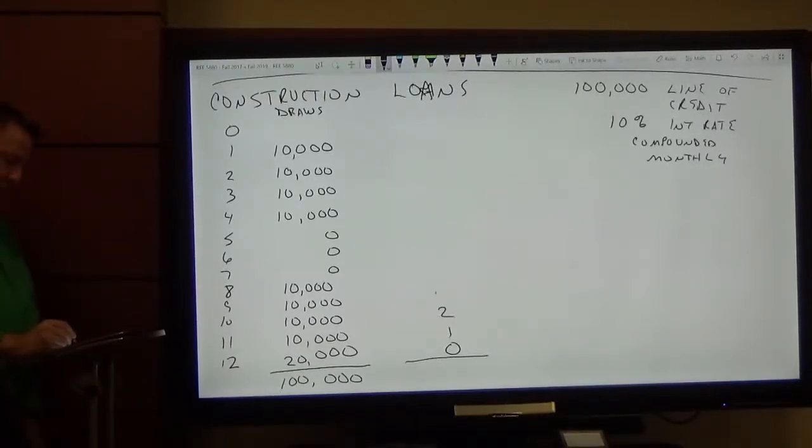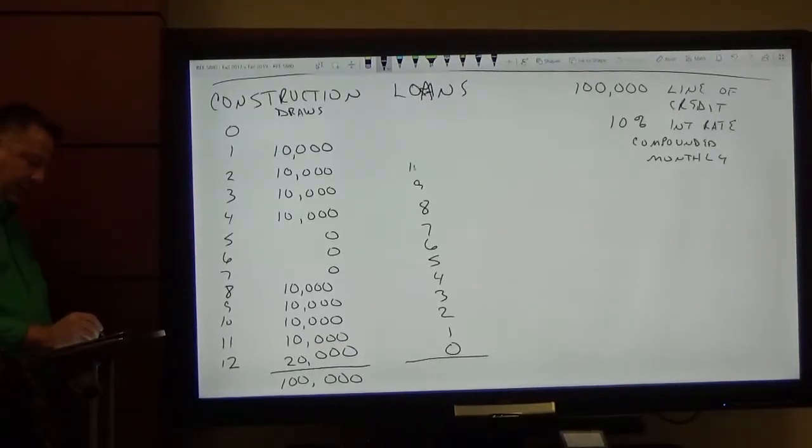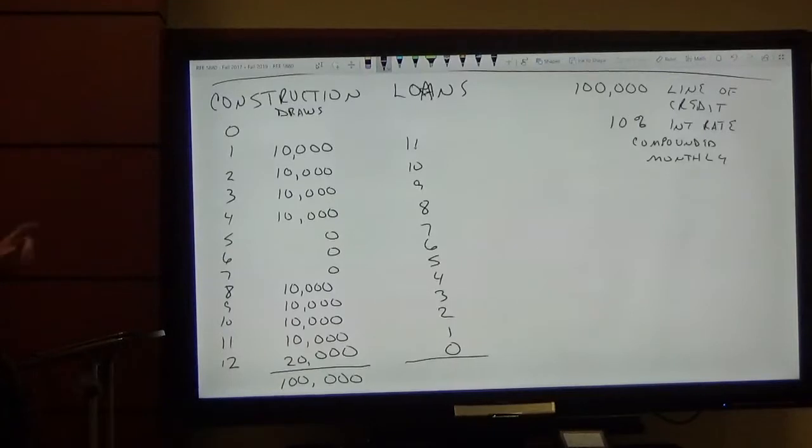2 months, 3 months, 4 months, 5 months, 6, 7, 8, 9, 10, 11. Okay? Not 12, because what's happening here is we are getting this money at the end of month 1. So therefore, it's really 11 months until the end of the 12th month. Does that make sense? Yes or no? Can you repeat that one more time, please?